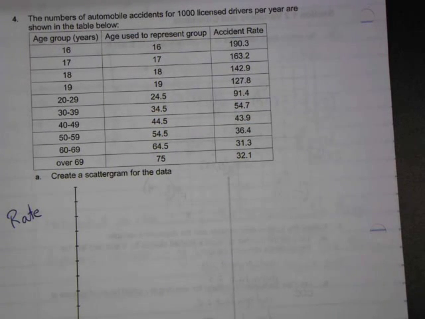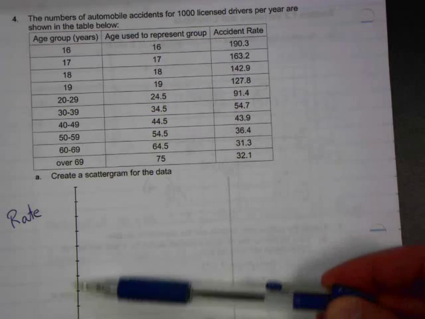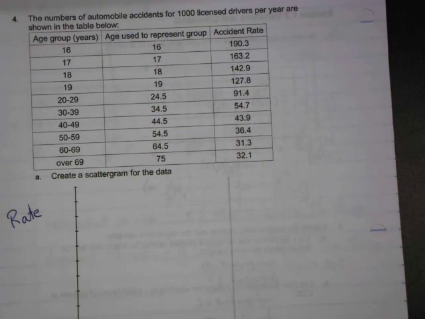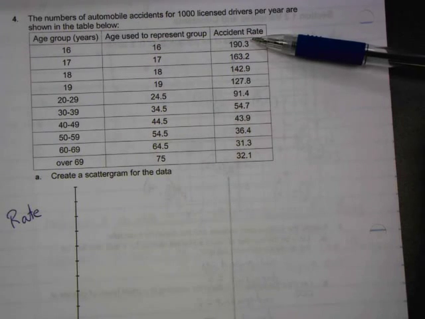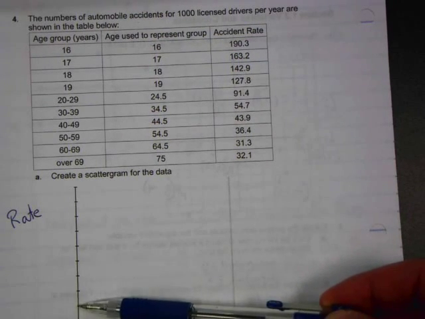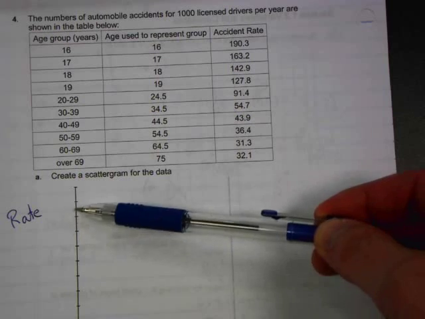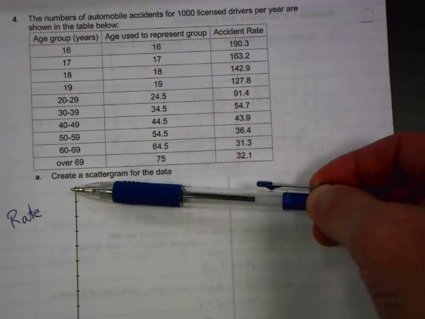Okay, how about on my rate axis? Again, do I want to go 1, 2, 3, 4, 5? 20s. I definitely don't want to go 1, 2, 3, 4, 5 because I have to get all the way up to 190. So 20 is going to be enough. So let's see, 20, 40, 60, 80, 100, 120, 140, 160, 180, 200. I think 20s would be very good.